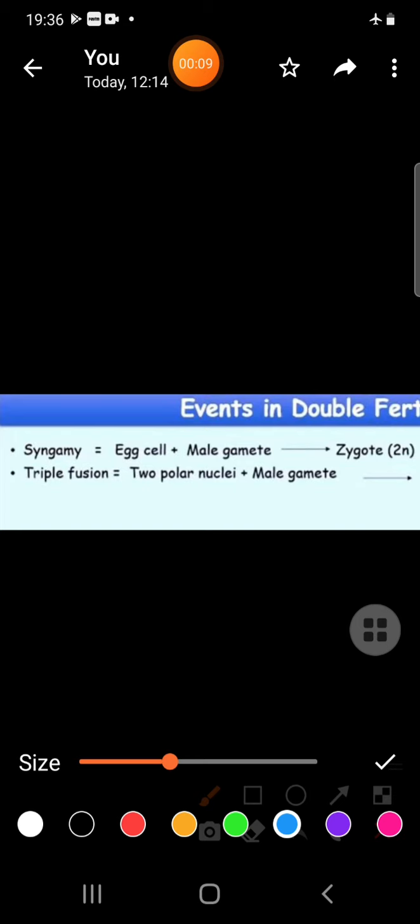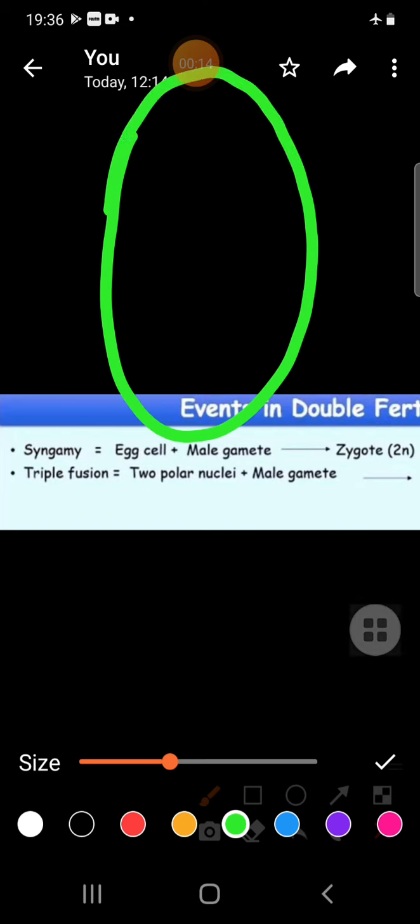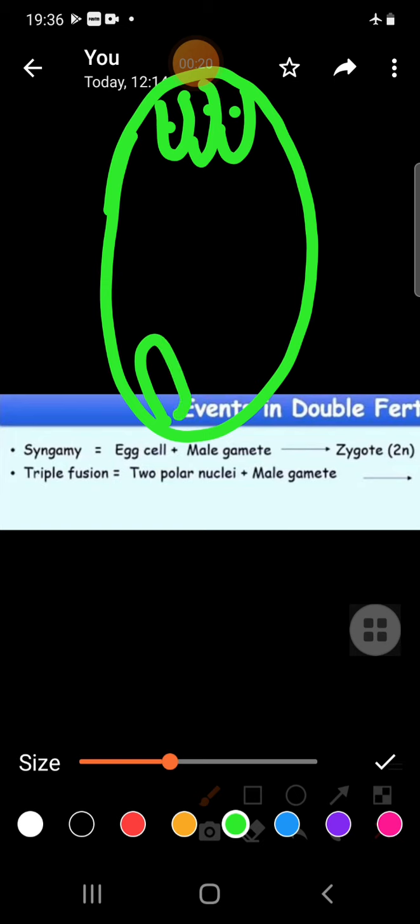We have already done double fertilization. I believe everything related to double fertilization is very clear to everyone in the class. Let's talk about it once again. This is the female gametophyte and the antipodals. This is the egg cell, right?